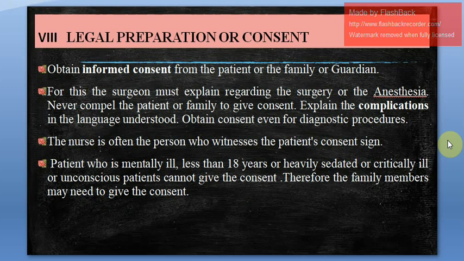There is a consent form. The patient or the family members can sign it. Most of the time, if the patient is mentally ill, a child, below 18 years of age, heavily sedated, a critically ill patient, or unconscious, these people cannot give consent. In that case, the family members or the guardians will give the consent. Here you can see the surgeon explaining everything regarding the surgery. Only then will the patient or the patient party sign it.